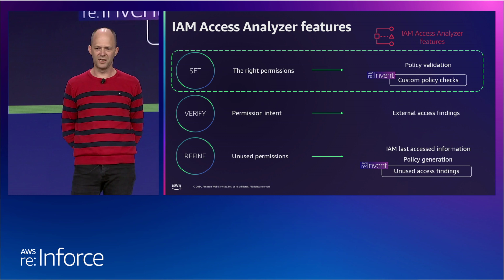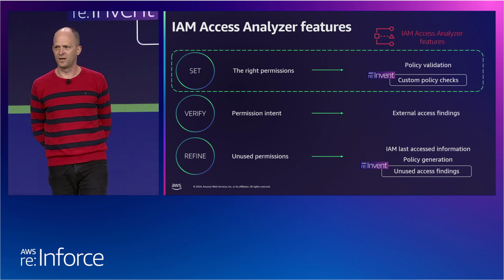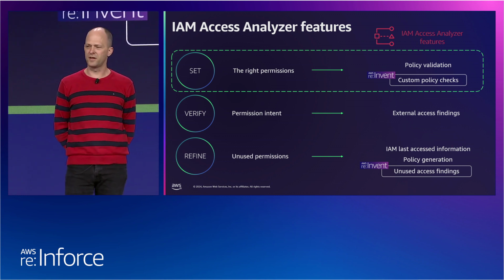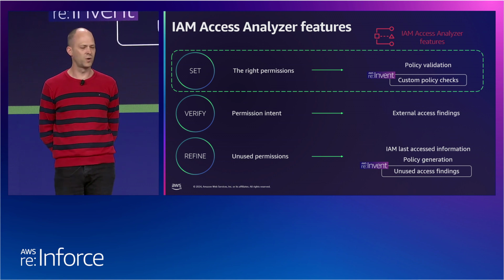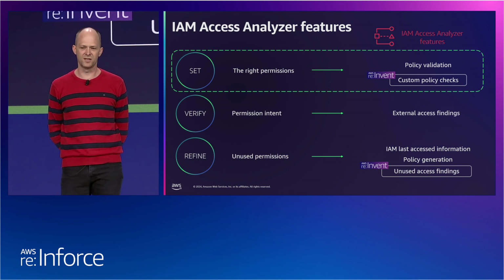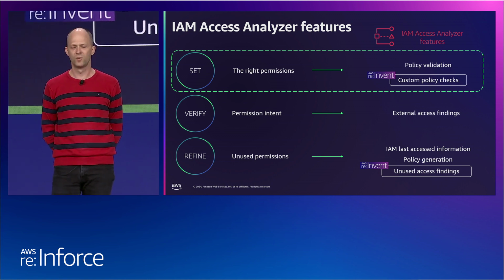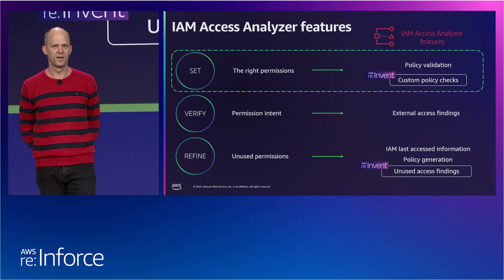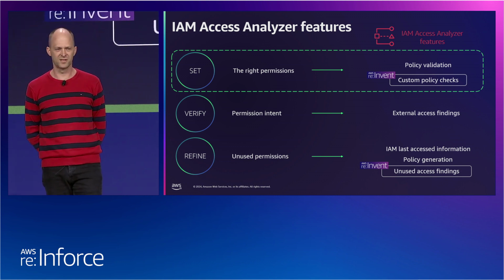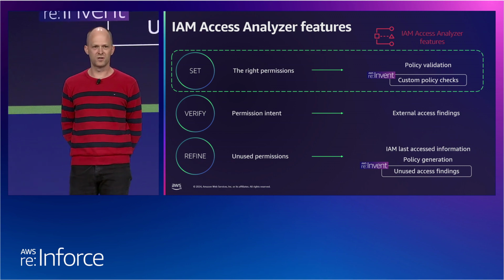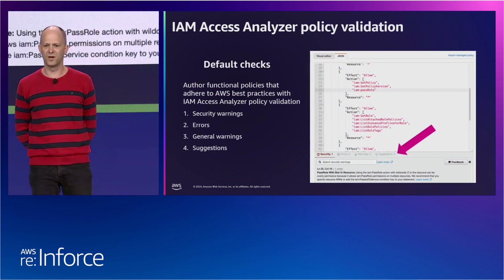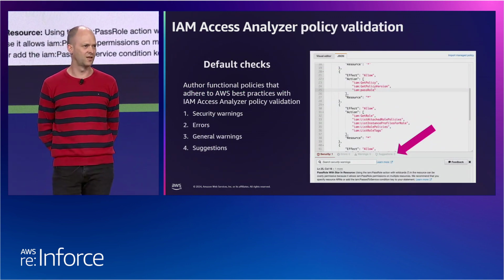We launched custom policy checks last re:Invent. And those of you who looked at the schedule obviously saw a new launch, which means, of course, we launched something else. We added more custom policy checks, and I'm going to talk about those in a few minutes. But let's start with the one we launched first. It's the very first one, IAM Access Analyzer policy validation.